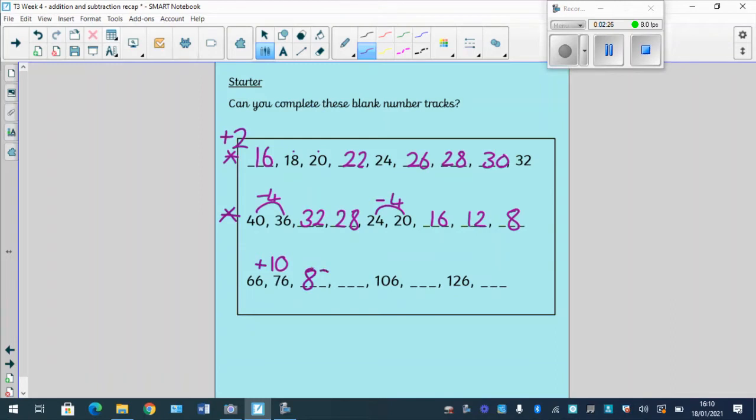86, then 96, 106, 116, 126 and then 136 on the end. How did you get on, boys and girls? Did you manage to solve it? If you did, you're doing a great job. Keep it up.